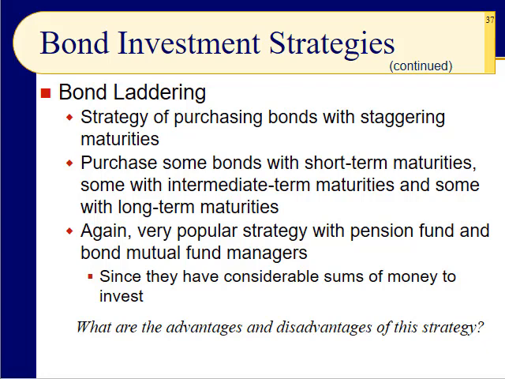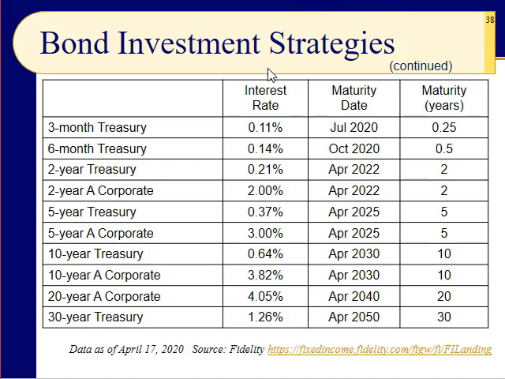So if we have a ladder, which we'll take a look at on slide number 38, if we have a ladder and we have some long-term bonds and some short-term bills and notes and bonds, then something's going to happen that's going to make us happy. Something's going to make us sad.